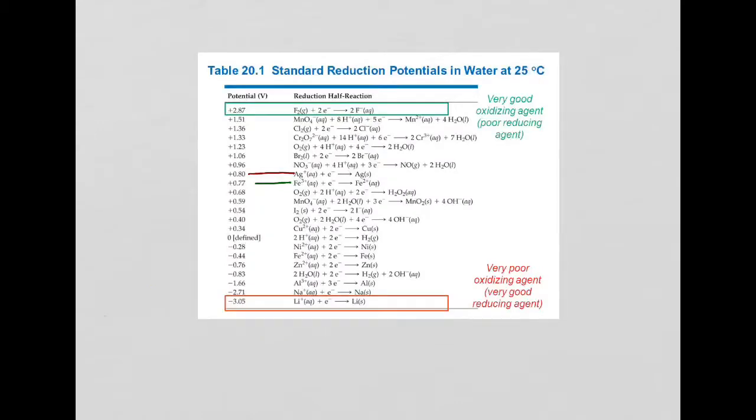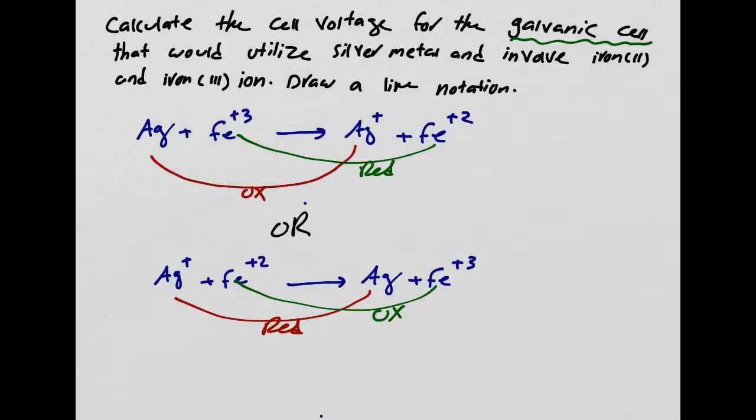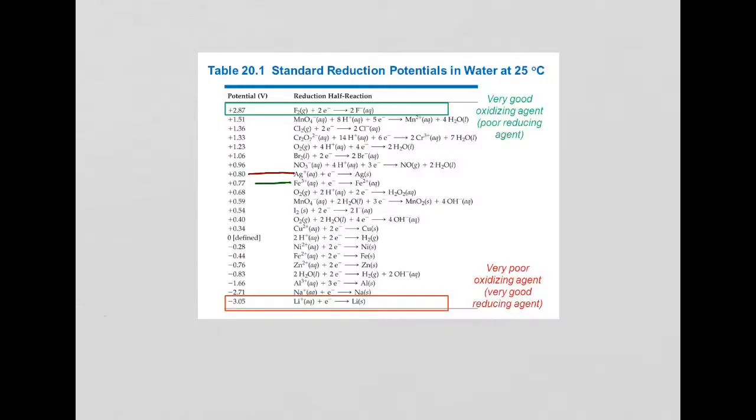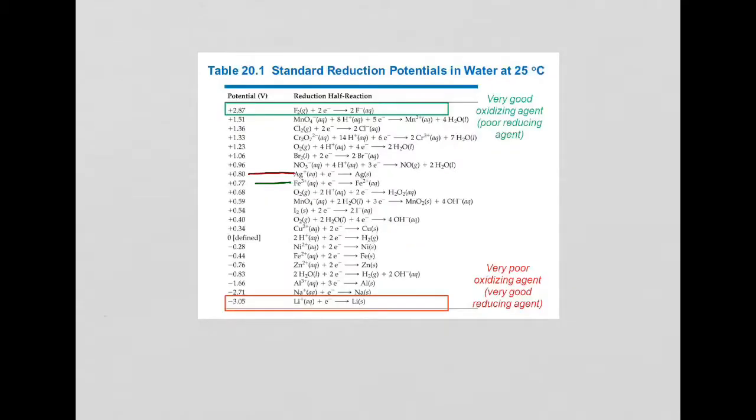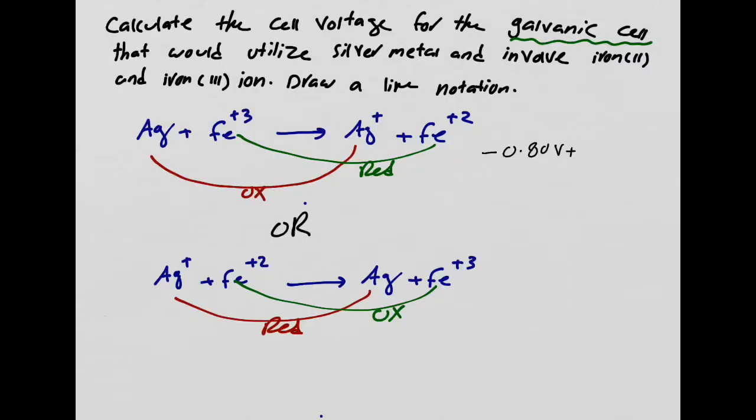Here is my SRP, and I've already labeled the ones. Here the silver plus going to silver 0, and then Fe plus 3 going to Fe plus 2. Okay? So if I go here, my silver is my oxidation. I'm going to go over here. Now, these are reductions, so I need to flip the sign, right? I need to flip the sign. So this would be negative 0.80 voltage, plus, and then Fe is my reduction. So this one would be my reduction over here, plus 0.77.